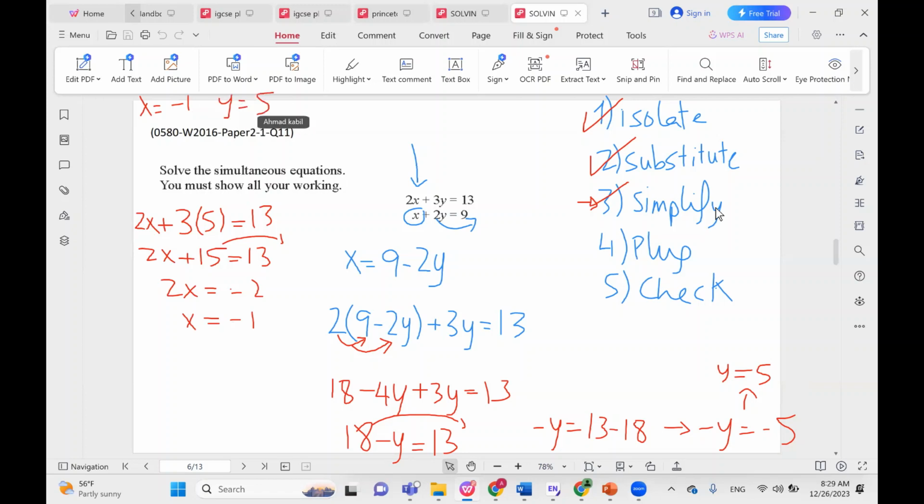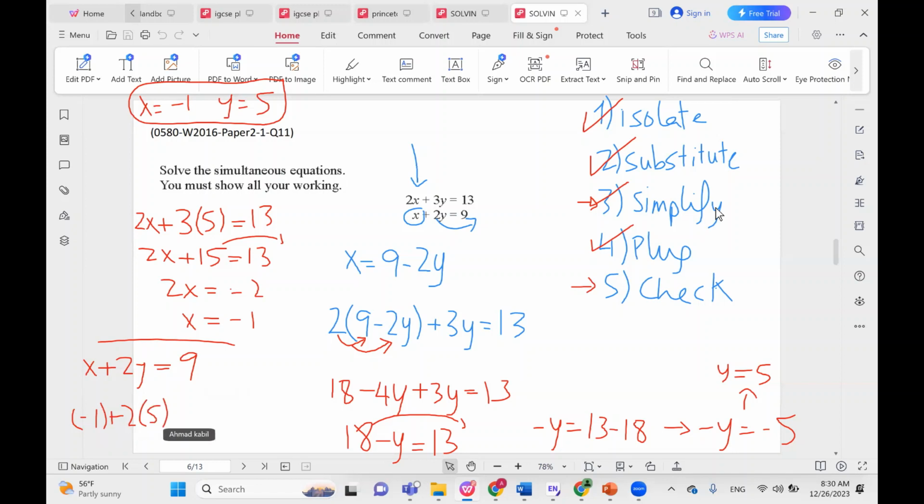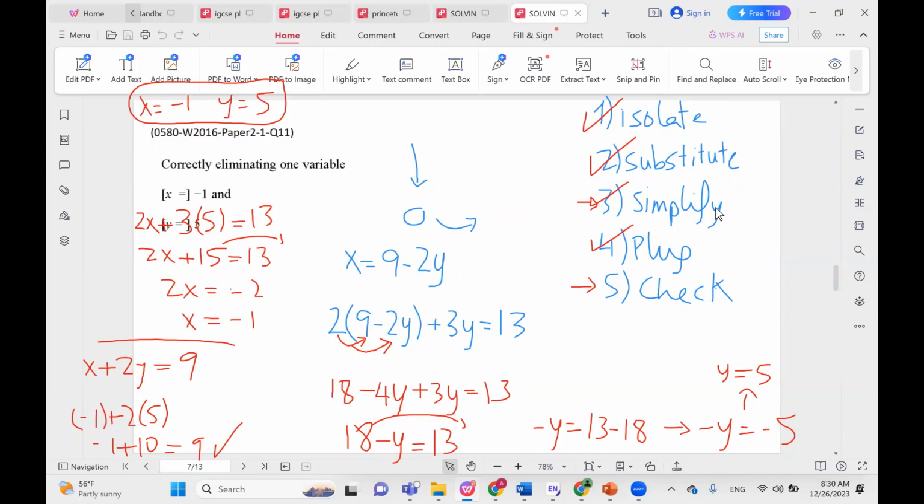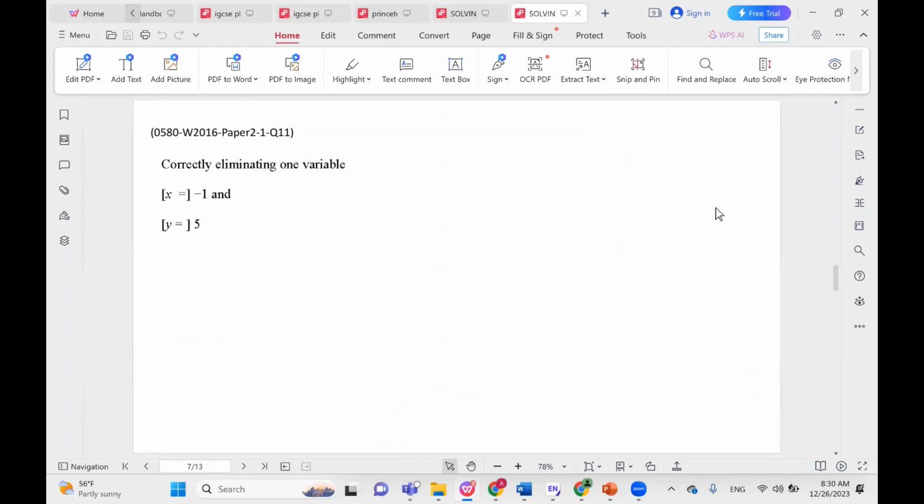If you want to do the extra step, here it's not too hard, so we can try to check. We're done plugging, now we check. We're going to use the second equation, which is x plus 2y equals 9. We plug our two values just to make sure they provide the correct answer. So -1 plus 2 times 5, which is basically -1 plus 10, equals 9, and this is correct. So we've confirmed that our two values are indeed correct. X equals -1 and y equals 5 are the correct answer.